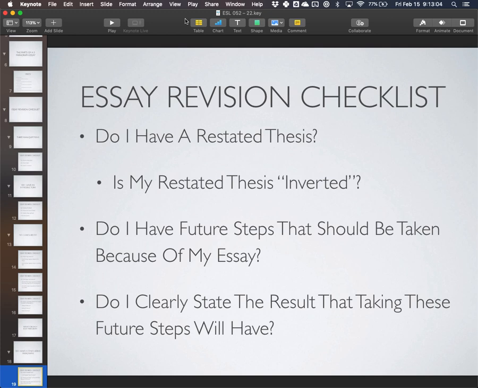Here, do I have future steps that should be taken because of my essay? So you guys are doing a descriptive essay. So you're describing your house, you're describing your tradition, you're describing your family or the picture or something like that. In your conclusion, you need to write something about, so what? I wrote this thing, and my house is cool, my traditions are awesome, this picture is beautiful.